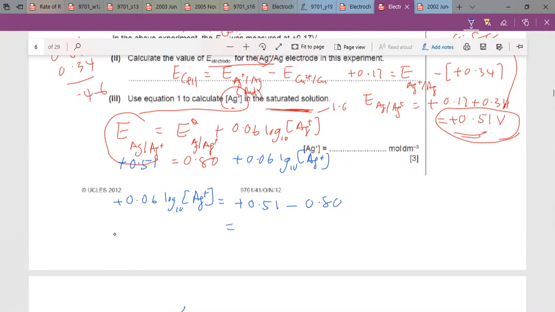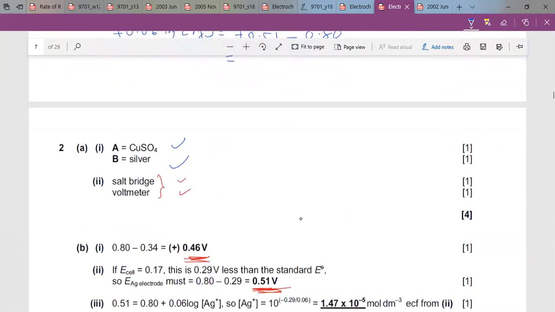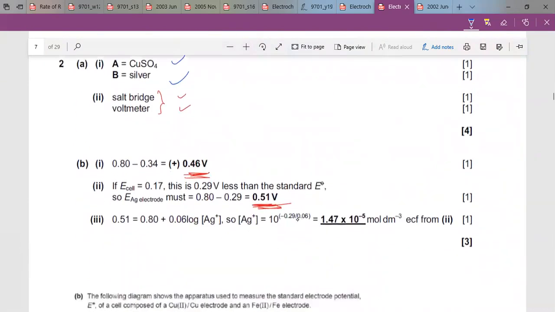Now this, you're going to solve for yourself. Log base 10, you anti-log it. Now here, see, right now 0.51, 0.08. Then you put down here, anti-log. This is our answer. So you can find actually the concentration is very low.